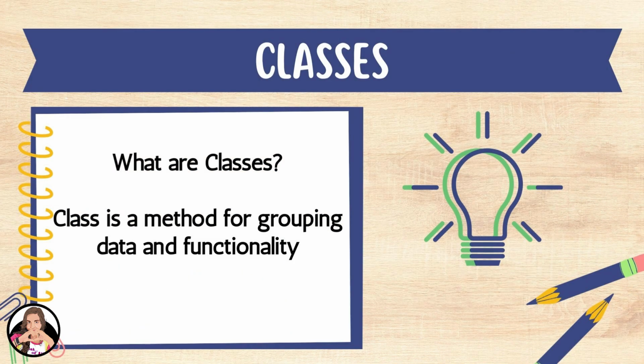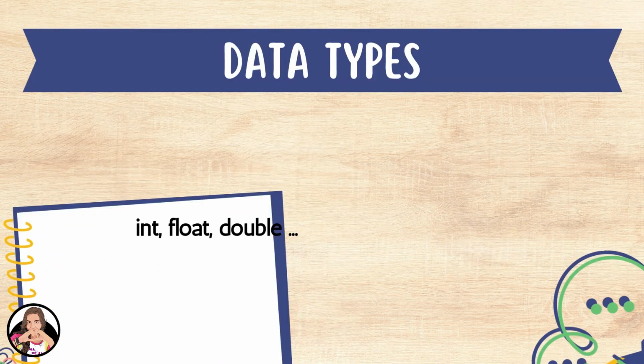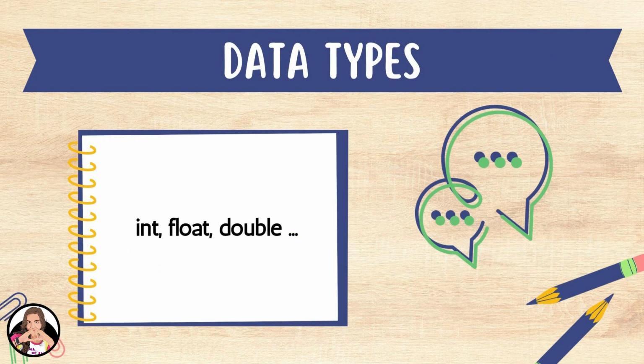So, what are class? Class is a method for grouping data and functionality. In Java, a class is a set of objects which shares common characteristics or behavior and common properties or attributes. When we want to store data, we always use types of data like int, float, double, and so forth. The Integer class wraps a value of the primitive type int in an object.